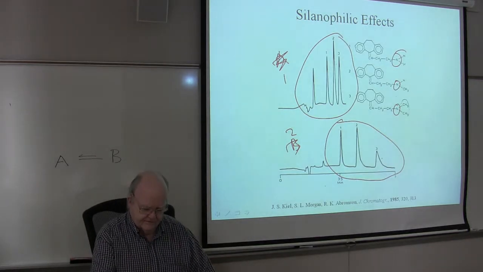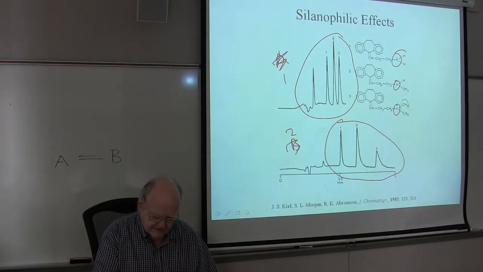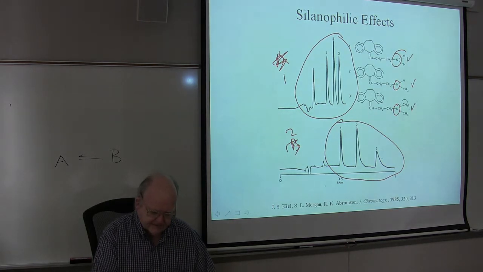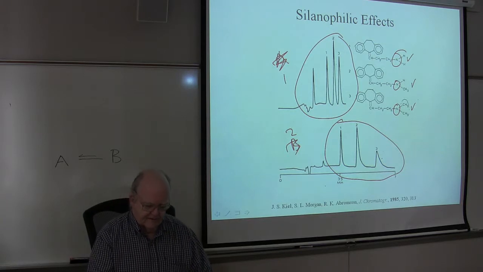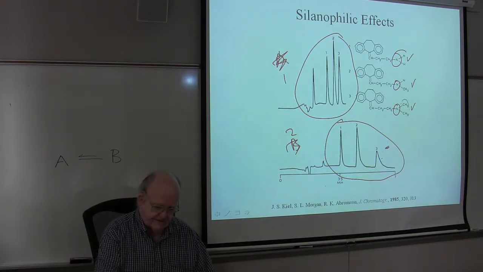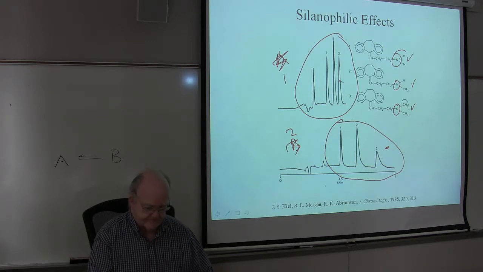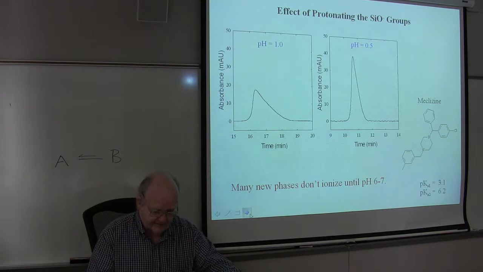Okay, these drugs are known as tricyclic antidepressants. They differ only in the degree of methylation of that nitrogen. And you can see the peaks are really much, much worse on this stationary phase than on that stationary phase. Okay, what can you do to make life better?